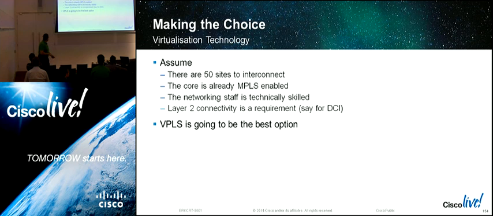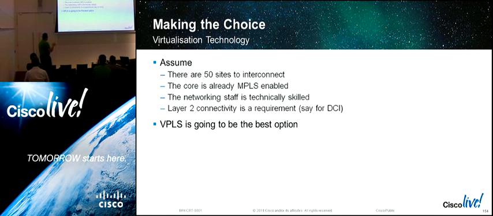So I'm just going really fast so that we have time to cover the scenarios. So, a simple example. Let's say we have 50 sites to interconnect. We already have MPLS. The staff actually knows what they're doing, and there's a lot of layer 2 interconnectivity requirements for, say, data center interconnect. So maybe the correct answer or the right option for this case might be VPLS, layer 2 over MPLS. It requires some certain technical ability to do that. So it fits the requirements, right?